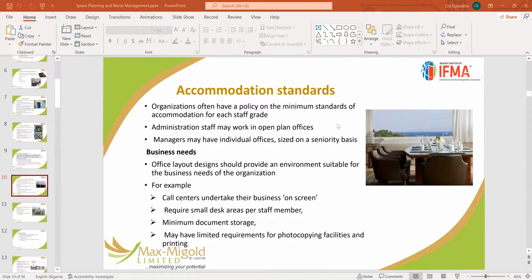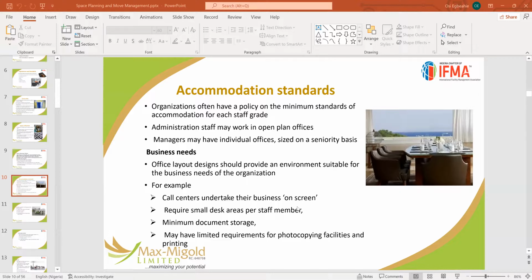Managers may have individual offices, like I've said earlier on. In businesses, office layout design should provide an environment suitable for the business needs of the organization. For example, a call center: staff undertake their business on the screen, so they will require less documentation.